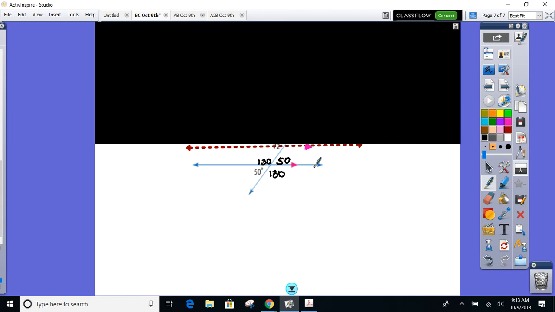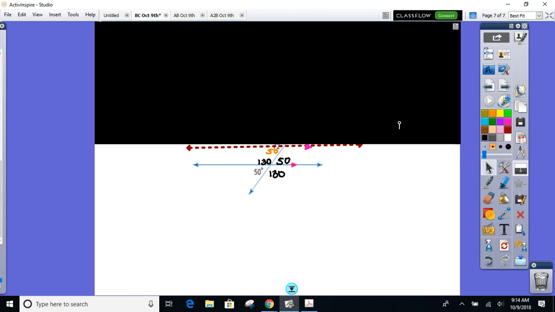What's that? Why? No, not corresponding. You're right, it is 50, I agree, but not because they're corresponding. Same side interior, or you could say these two are alternate interior. Everyone see that? We could say these two are congruent because they're alternate interior, or we could say these two are supplementary because they are same side interior, right? Okay, let's keep it going.